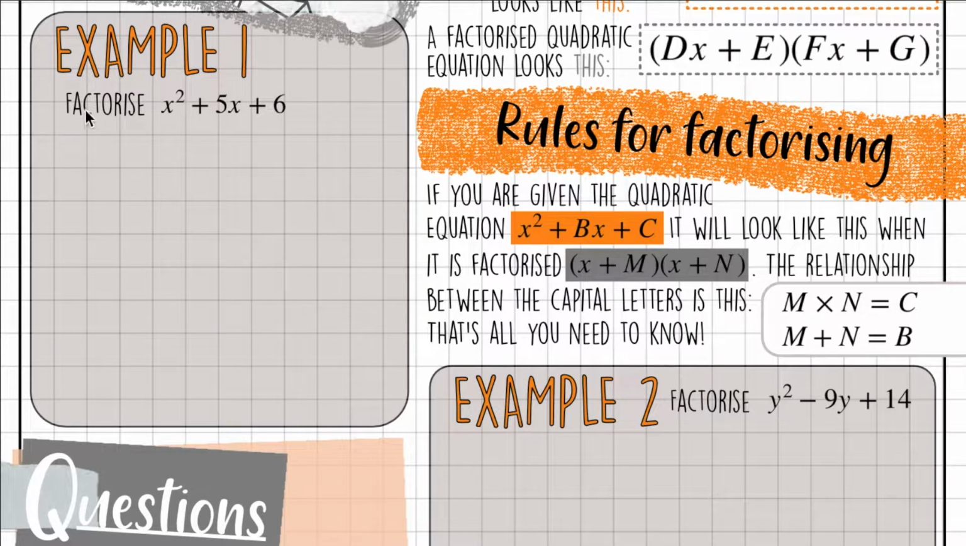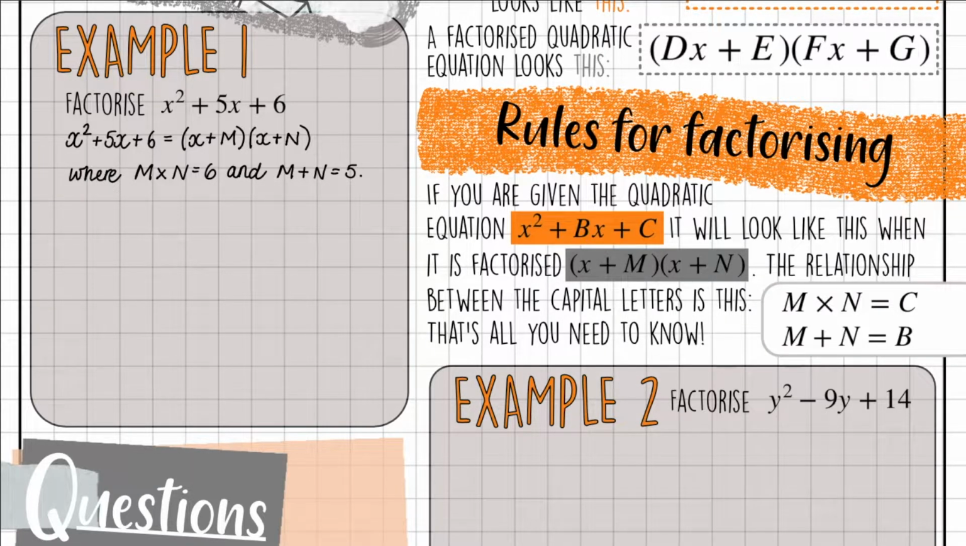Example 1, factorise x squared plus 5x plus 6. As you can see, this equation is a quadratic, and we know from the rules that we've just gone over that when factorised, it will look like the following. So we need to find what m and n are. To help us out with that, we also know from the factorising rules that m times by n is 6 and m plus n is 5.